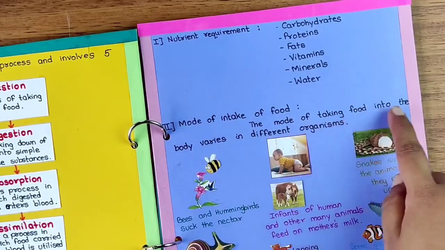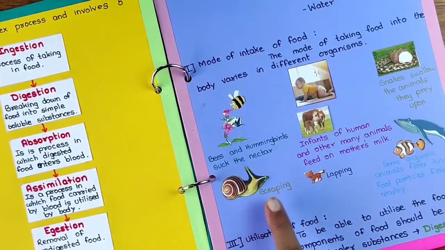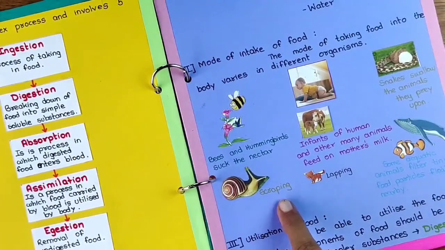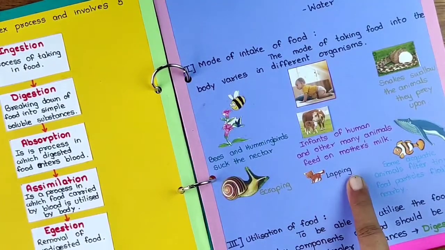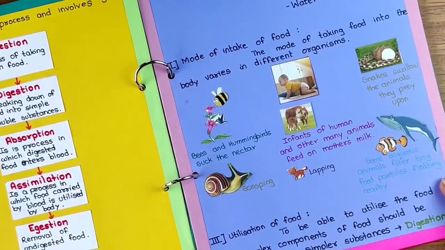The mode of taking food into the body varies in different organisms like bees and hummingbirds suck the nectar. Infants of humans and many other animals feed on the mother's milk. Snakes swallow the animals they prey upon. Then snail does the scraping. Cats and dogs do lapping, and some aquatic animals filter tiny food particles floating nearby.